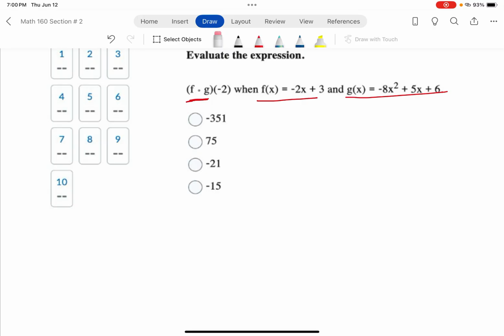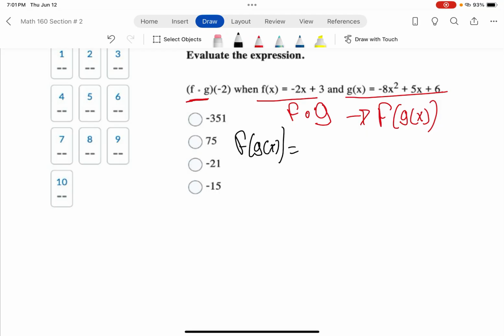What is the definition of composite? I don't know if the professor told you about that, but the definition of composite is this. When you see f, for example, f composite g, in this case this is g, this is the same as saying f of g. That means that instead of x in f, you will plug in the whole equation. When you see x in the original equation, which is f, you put the whole equation there.